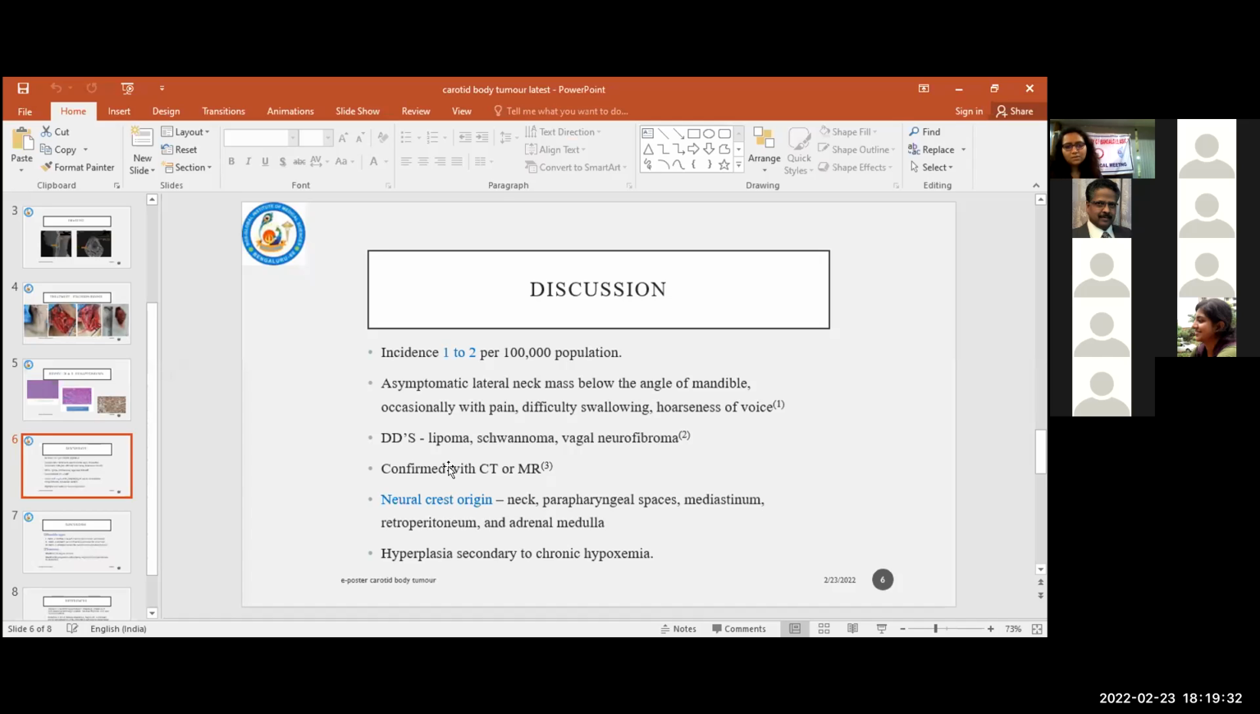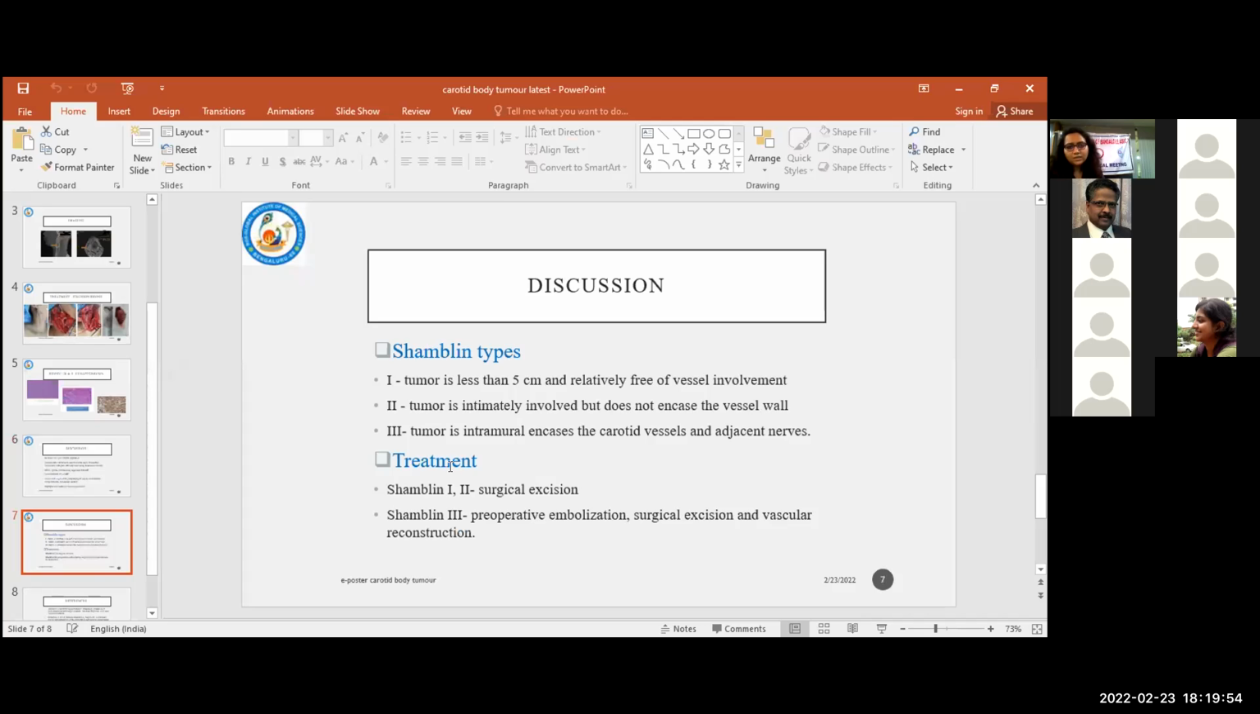Carotid body tumors are of neural crest origin. The other sites of paragangliomas are the neck, parapharyngeal spaces, mediastinum, retroperitoneum, and adrenal medulla. The invoked etiology for carotid body tumors in the majority of cases is hyperplasia, which is secondary to chronic hypoxemia.